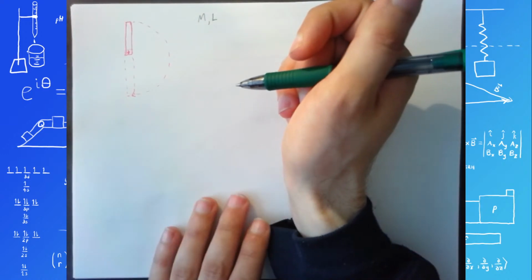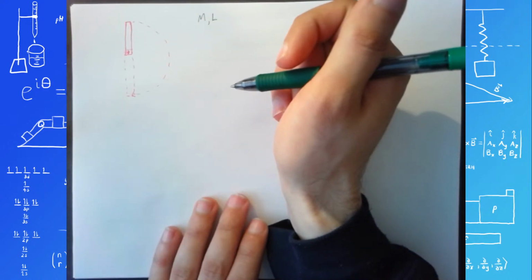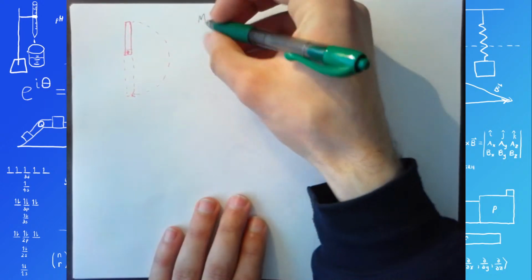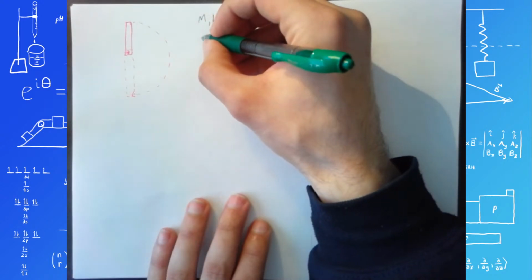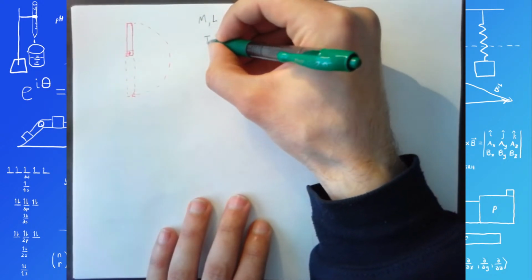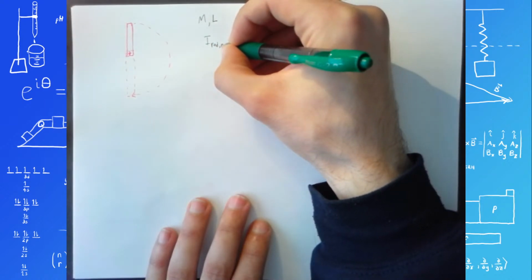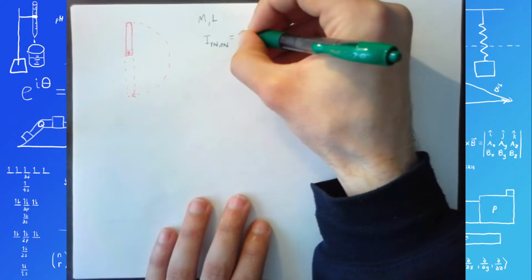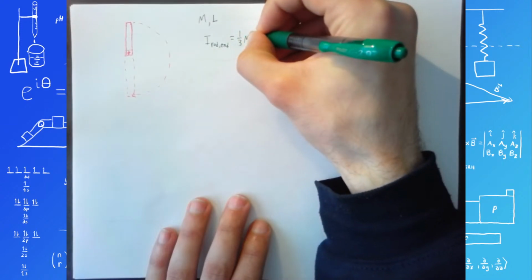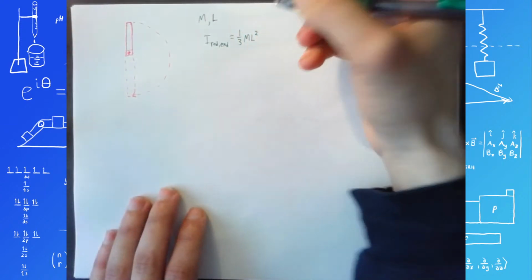If you didn't memorize the formulas, it's okay. I did say you don't have to memorize them, but if you remember from last time, the moment of inertia for a rod rotating about an axis through its end is 1/3 of its mass times its length squared.